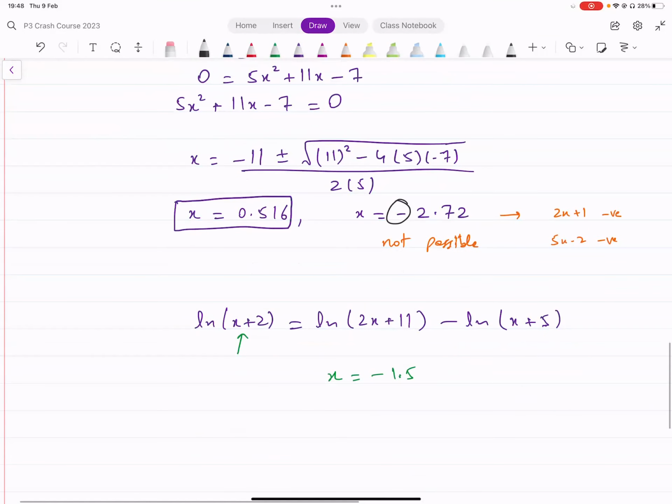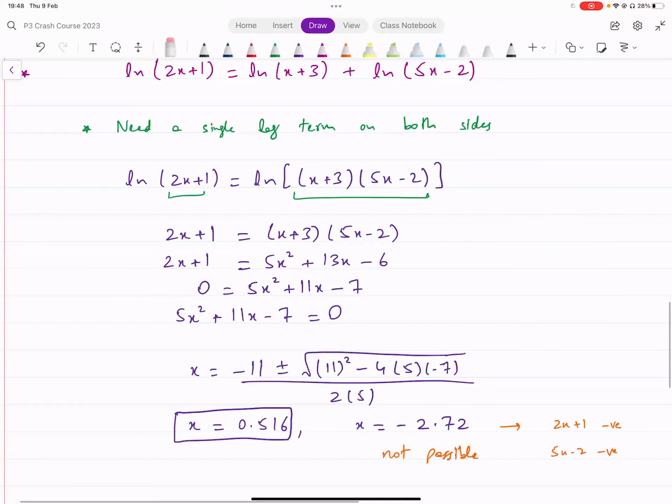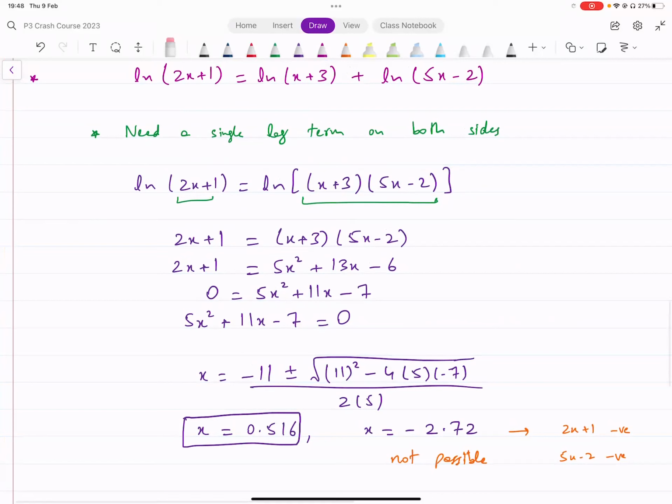All right, so in this case, minus 2.72 does not work. You would say the only answer that you have in this case is 0.516. So that's your final answer here. All right, I hope that makes sense. Now let's try another one.